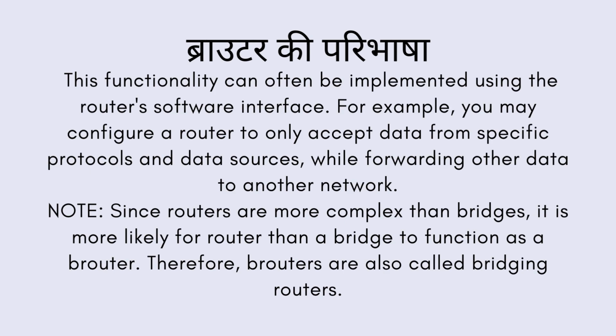For example, you may configure a router to only accept data from specific protocols and data sources, while forwarding other data to another network. Note, since routers are more complex than bridges, it is more likely for a router than a bridge to function as a Brouter. Therefore, routers are also called bridging routers.